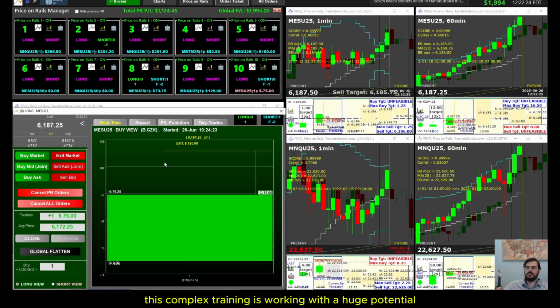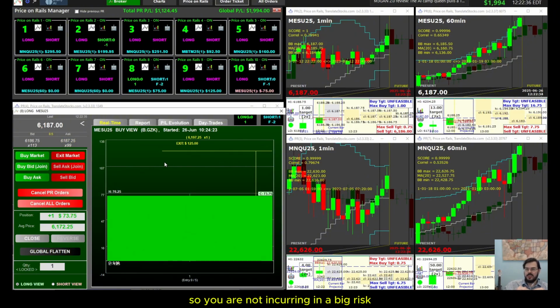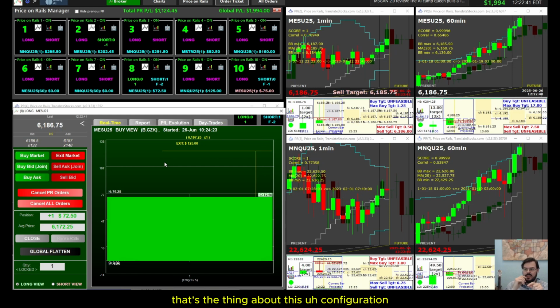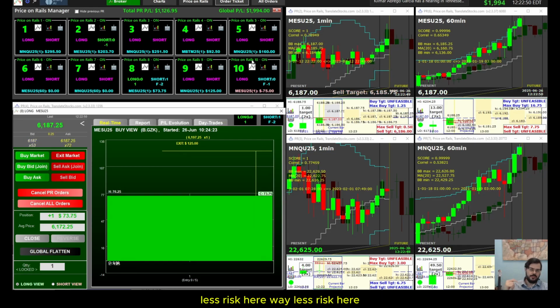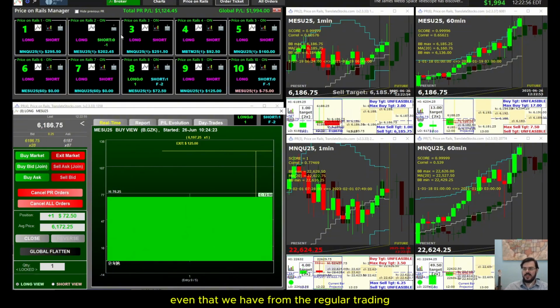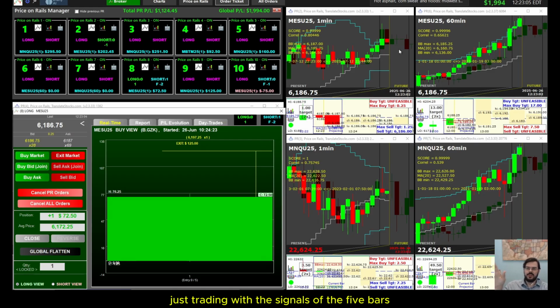So this convex trading is working with a huge profit potential with a minimum stop loss, so you are not incurring a big risk. That's the thing about this configuration. You are not incurring a big risk. You have less risk here than you have with the reverse martingale, way less risk than we have with the brute force attack, and less risk even than we have from the regular trading without averaging down, without anything, just trading with the signals of the 5 bars.